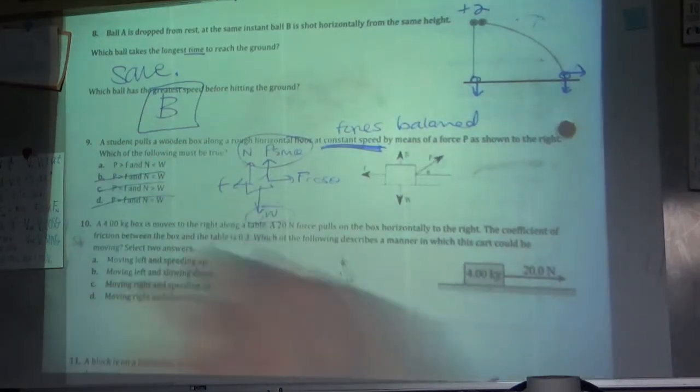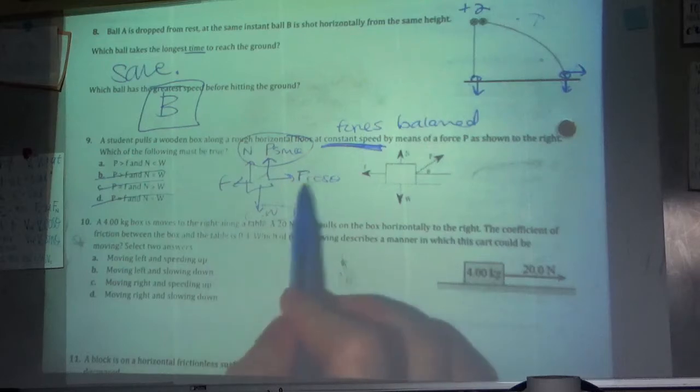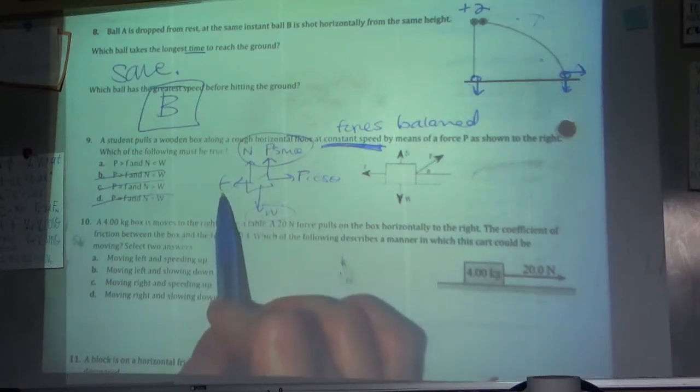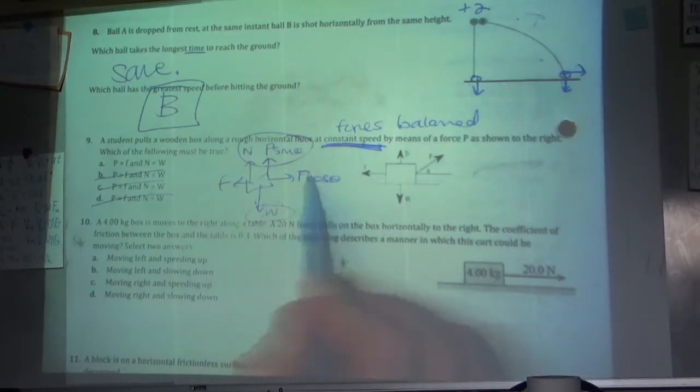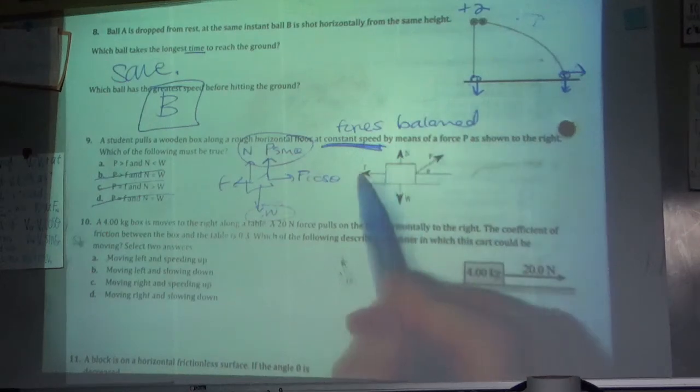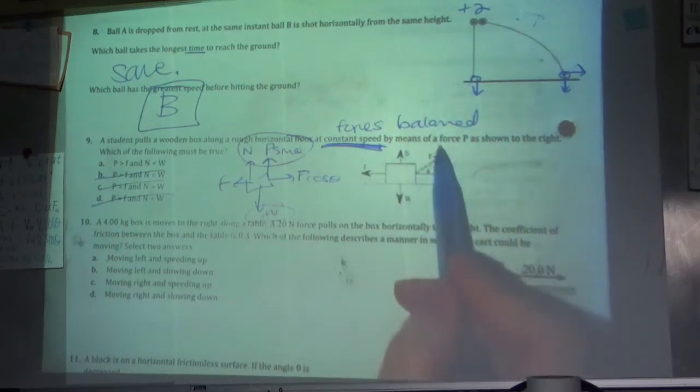And then the reason that P has to be greater than F is that P cosine of the angle is equal to F because they're balanced. So if only part of this force equals this force, this must be a greater force because only part of it makes up this.